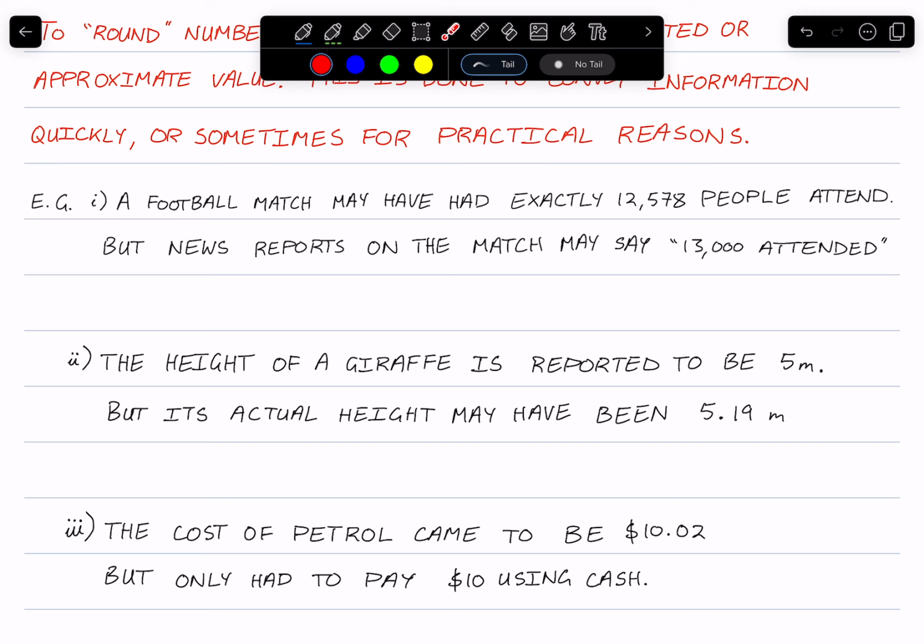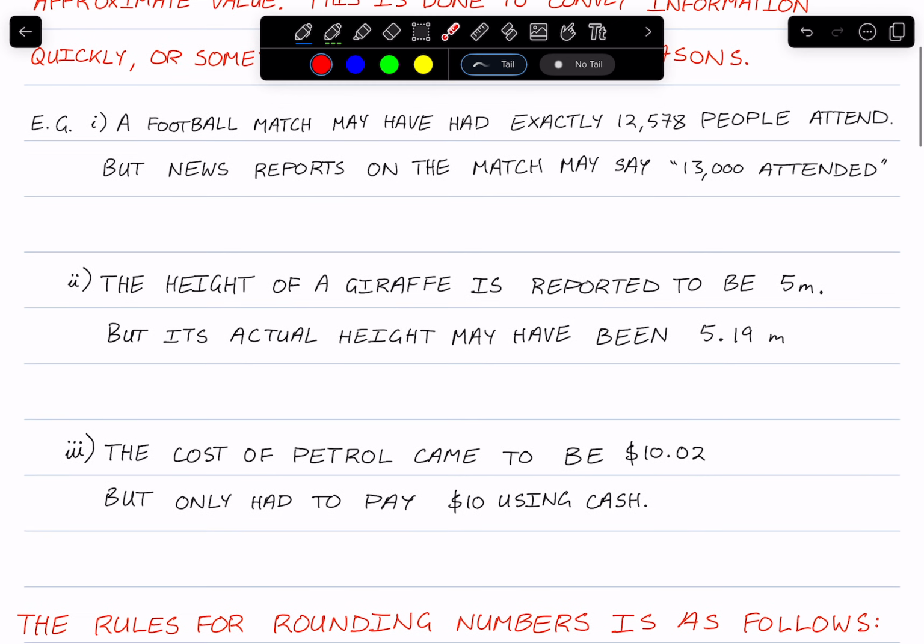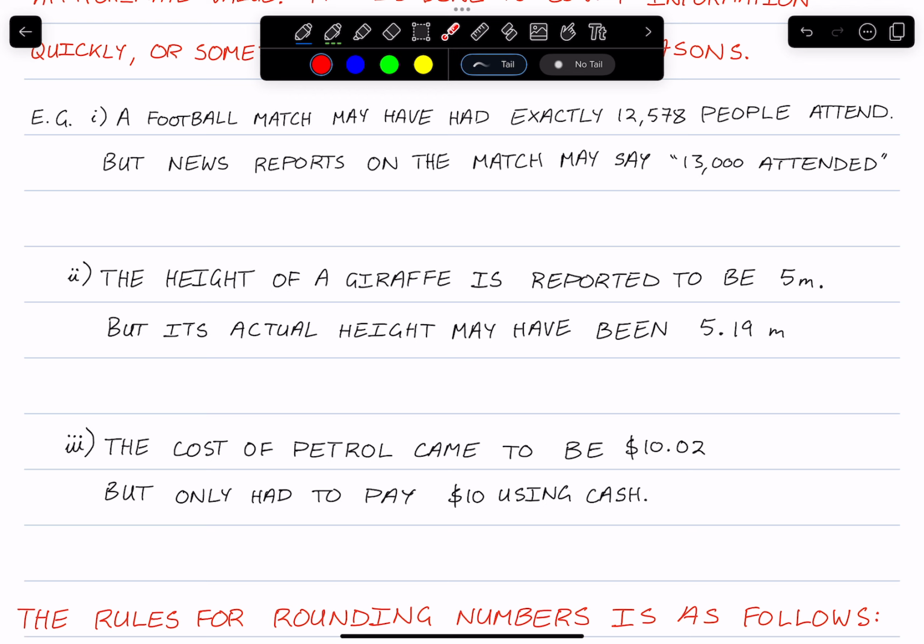So for example, a football match may have exactly 12,578 people in attendance, but news reports may just say that there are 13,000 people in attendance. Another example, in a textbook, a giraffe may be said to be 5 meters tall, but in real life, it was perhaps 5.19 meters tall. And the third example is the cost of petrol might be $10.02, but if you're paying using cash, they may just round it down to $10.